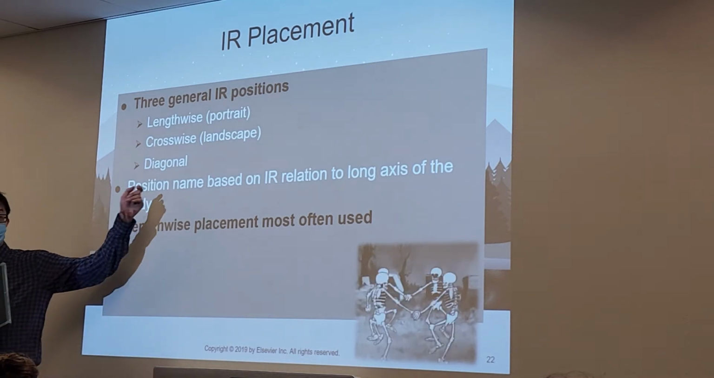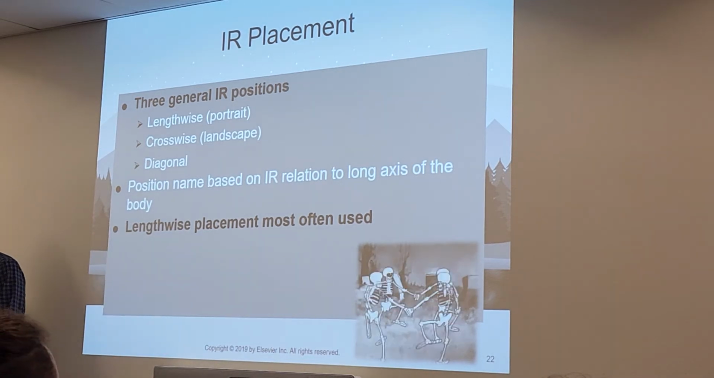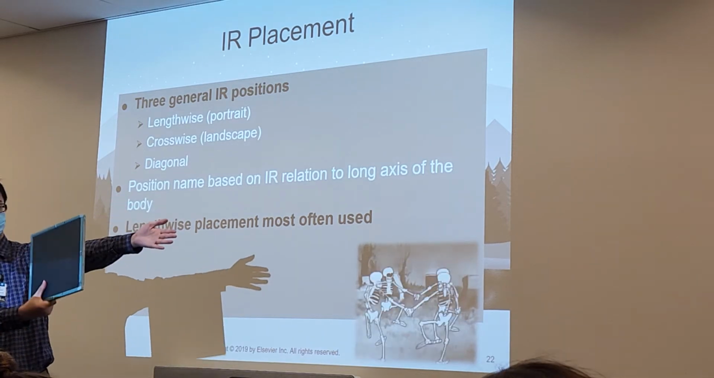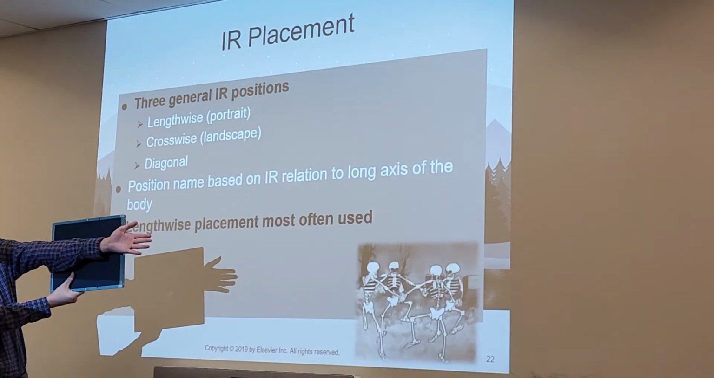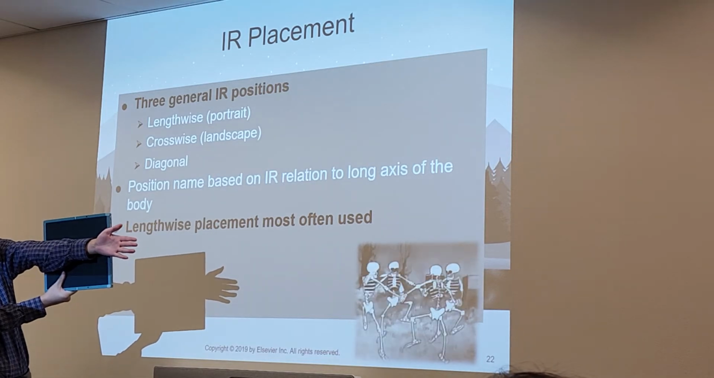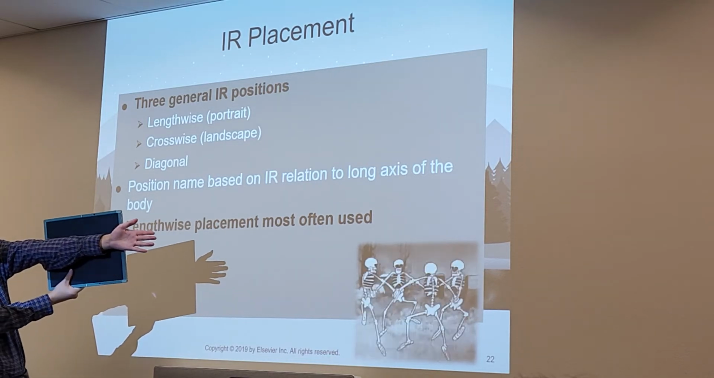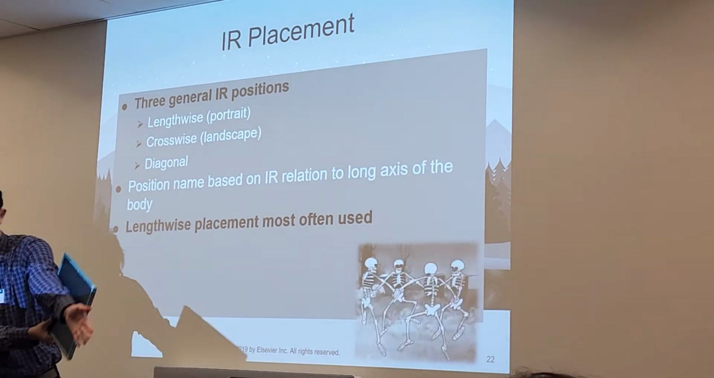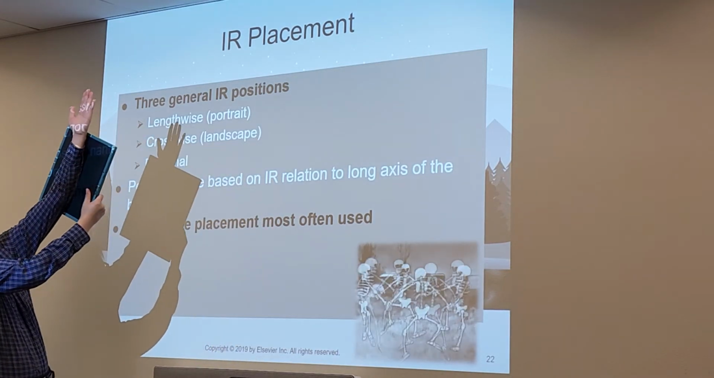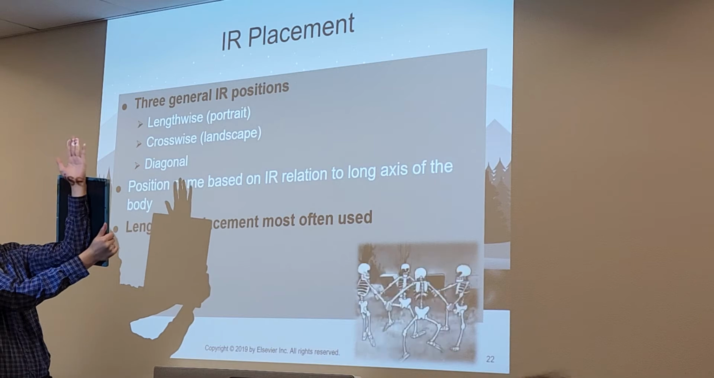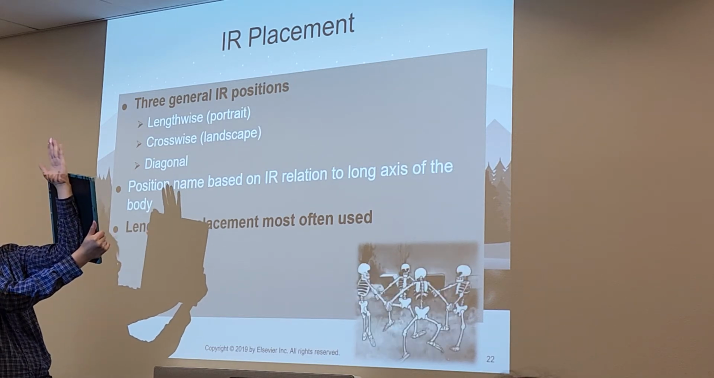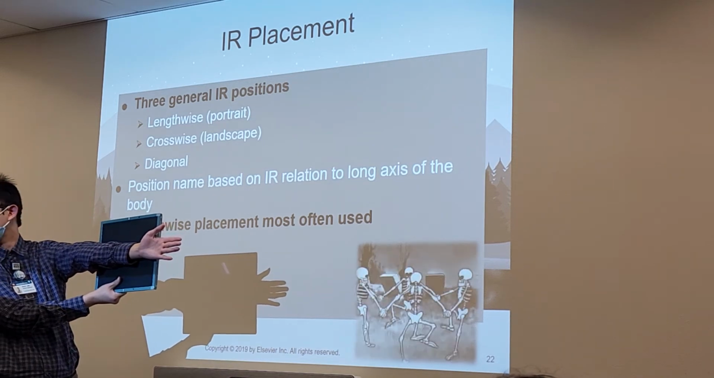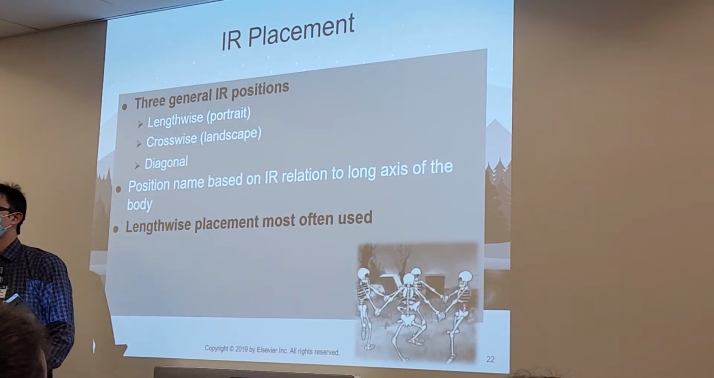Great. Remember, this is based on the long axis of the body. So, if my arm's out like this, and the cassette is like this, is this lengthwise or is this crosswise? Crosswise. It looks crosswise to you, doesn't it? Sure. But where's the long axis of my arm? This is the long axis of my arm. So really, this is portrait to my arm as the patient, even though this looks crosswise to you as the technologist. Does that make sense? So base it off the long axis of the body.